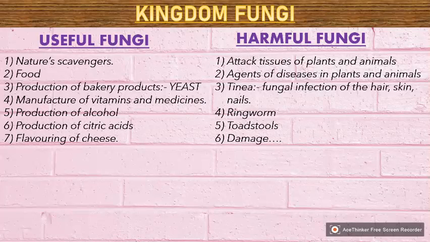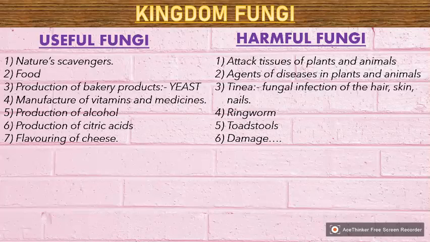Now what happens? The yeast uses the sugar present in the dough as food. Now during the process of breaking down sugar, carbon dioxide, that is CO2, and alcohol are formed, which make the dough rise, fluffy. When the bread is baked, alcohol and CO2 escape from the loaf, making it light and fluffy.